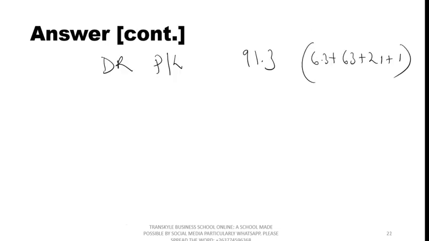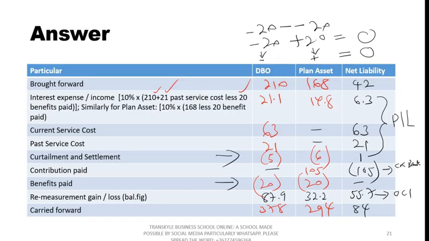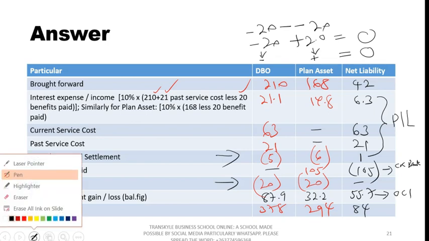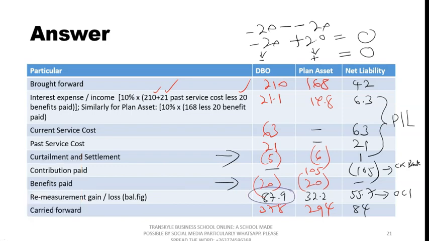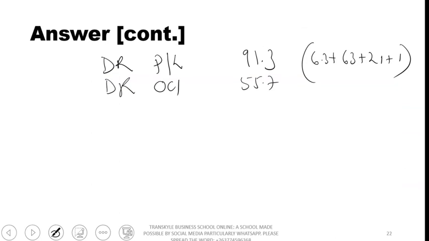We're also going to debit the OCI with 55.7. Why are we debiting the OCI? Remember, the head figure there was 87.9, which was a loss, because an increase in liability is a loss to us, and then there was a small gain on the plan asset. So automatically this is a loss. This is why we are debiting the other comprehensive income.